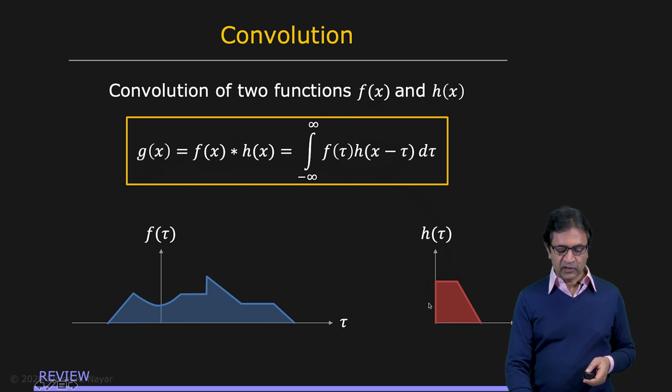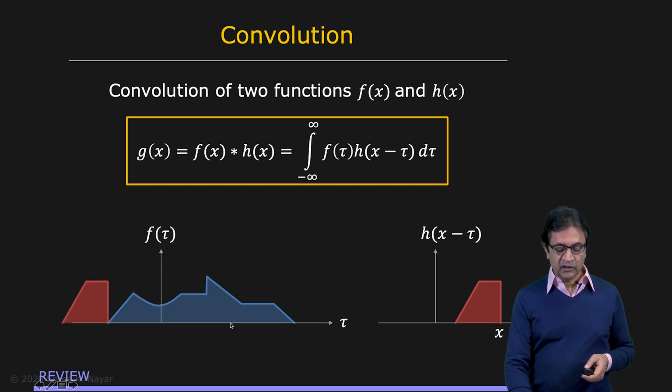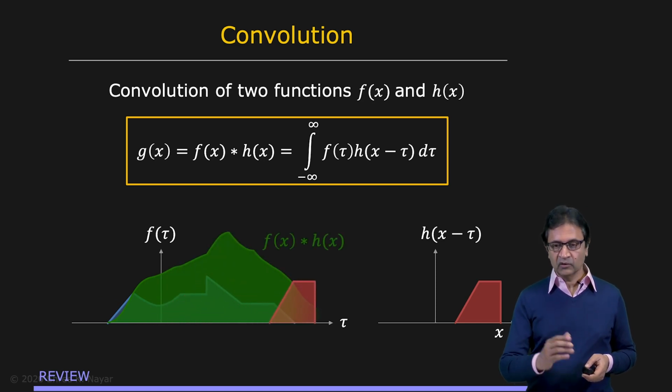You take the function h, you flip it, and then you move it to a point x, shift it, overlay this function on f, find the product of the two functions, and then find the integral, and that integral, that single number, is the value of g at x. If you want to get all of g of x, you're going to take h, move it to minus infinity, slide it, and perform the same operation we just discussed to get all of g.